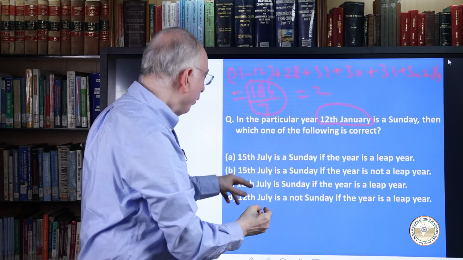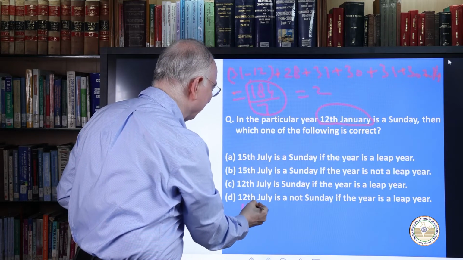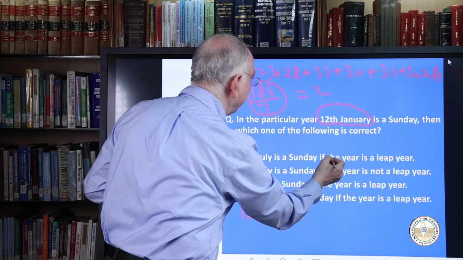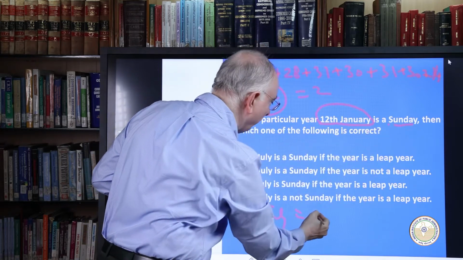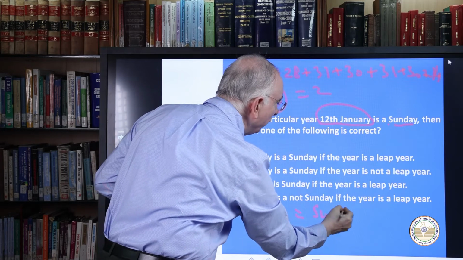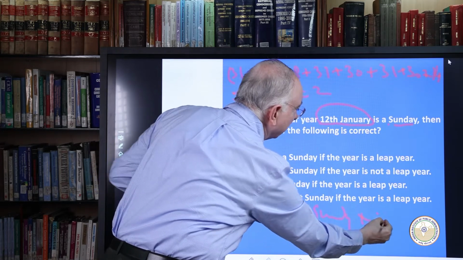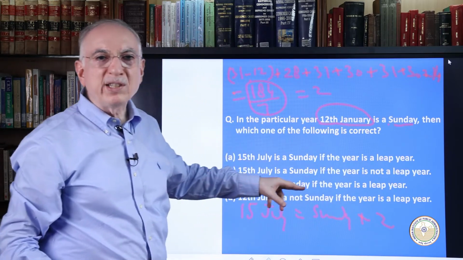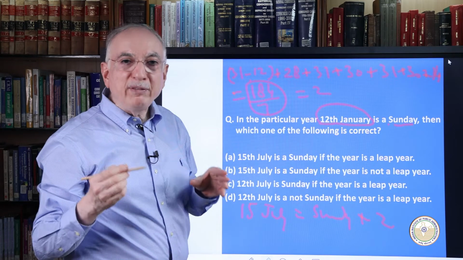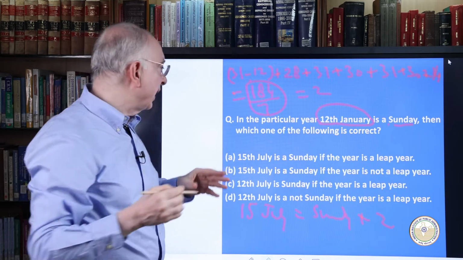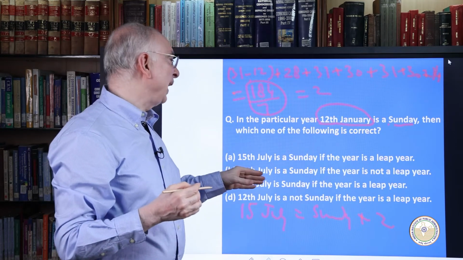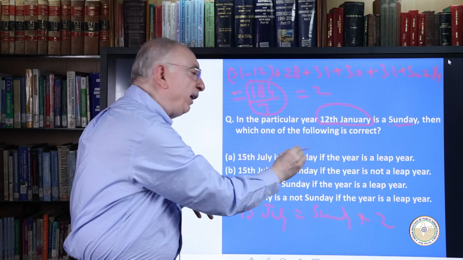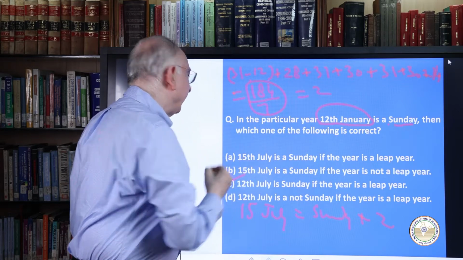That means on 15th July, the day will be, this is Sunday, and 2 days more, because this is the remainder. If we add 2 days to Sunday, then it means Wednesday. So 15th July will be Wednesday if it is not a leap year. That also means 12th July will be Sunday, because we have to go 3 days before this, and if it is not a leap year, this statement is correct.